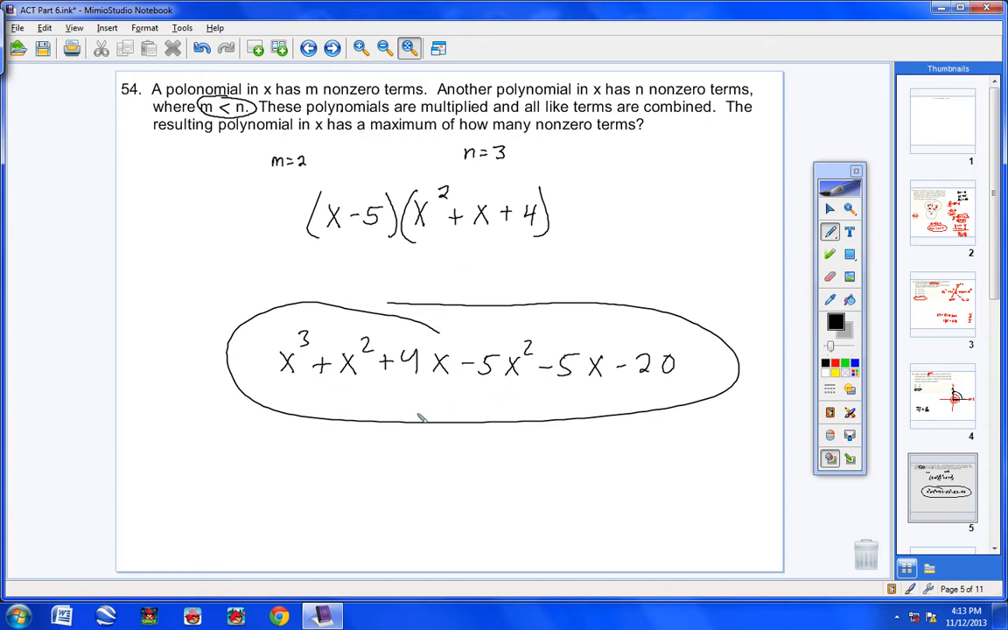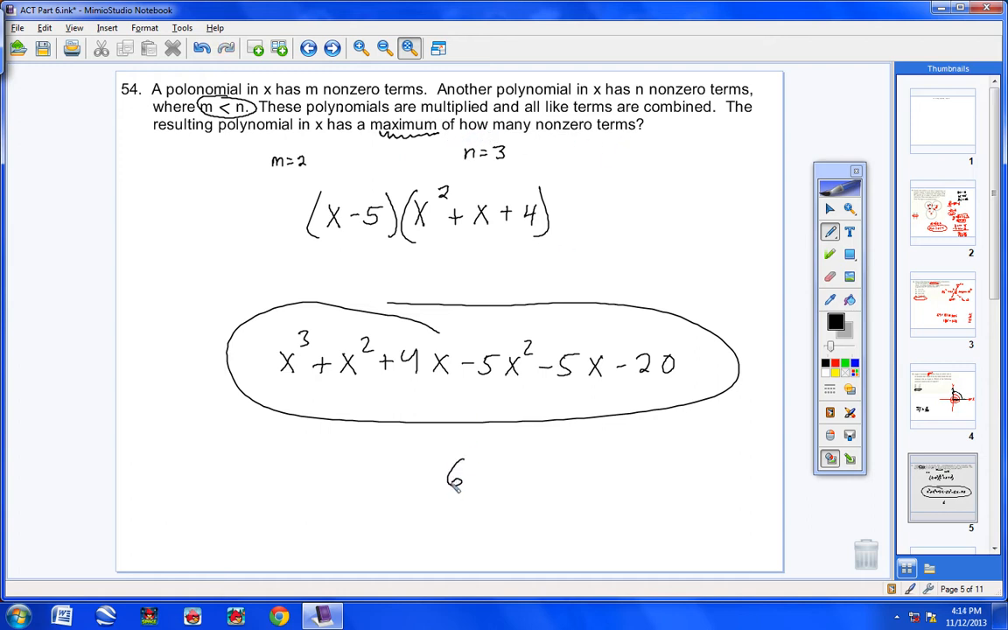Well, if you're going to put your terms together, like put your X squares together like you normally were taught to do, that's really not going to help you here because they want to know the maximum possibilities. Pretend for a second this was X to the 5th, and pretend after all of our multiplying there were no like terms. How many terms do you have here? 1, 2, 3, 4, 5, 6. So if there are no like terms, what is the maximum amount of non-zero terms?